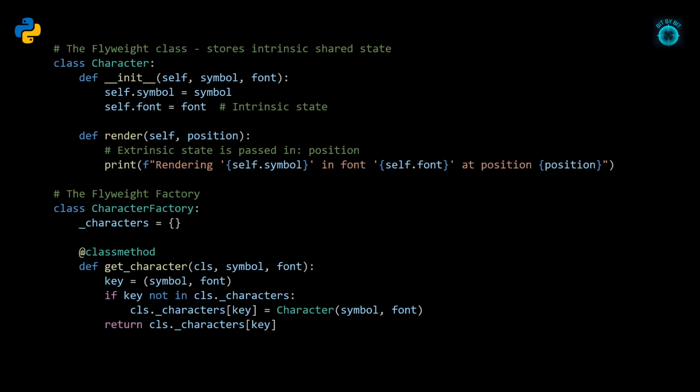This example demonstrates the flyweight pattern using characters in a simple text renderer. We define a character class, which acts as our flyweight. It stores intrinsic data like the symbol and the font. These are shared between all characters with the same configuration. The method render takes in the extrinsic data, which is the character's position on screen. This is passed in from the outside. Next, we have the character factory class. It uses a dictionary to store existing character objects.